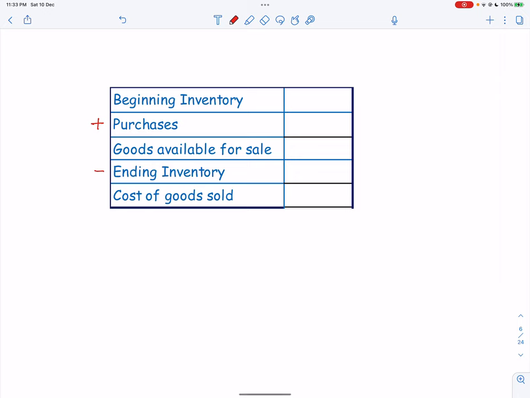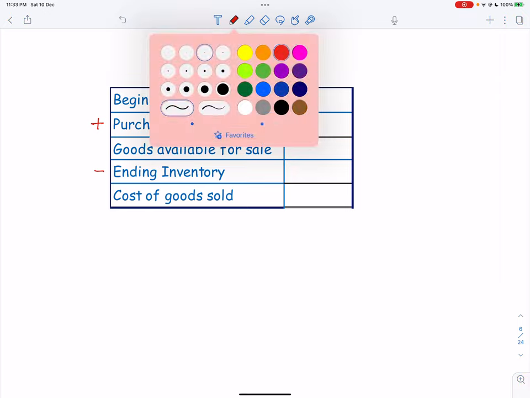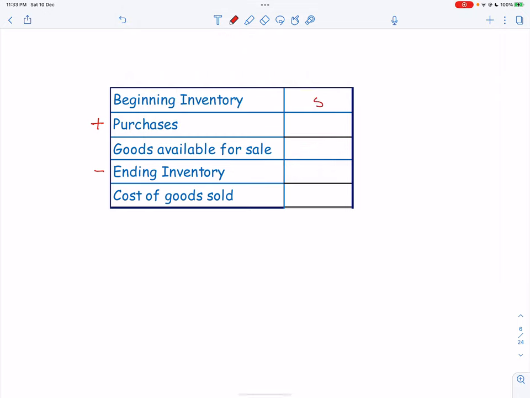So let me put some hypothetical figures. Suppose beginning inventory is 50, purchases are 100, so the cost of goods available for sale is 150, and suppose the ending inventory is 40, so the cost of goods sold is 110. Now let us look into the ending inventory and look into how things may be.